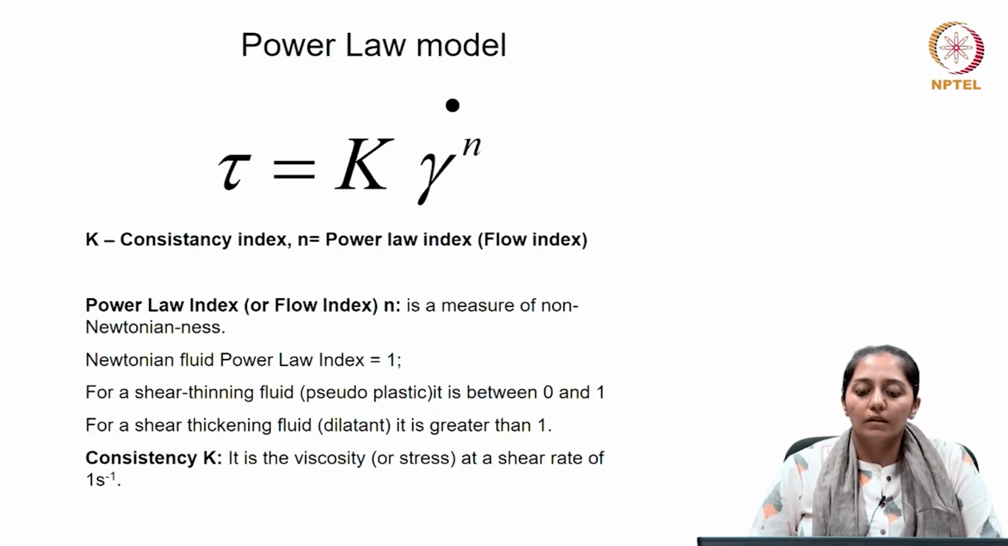Your power law model is used to define the non-Newtonian fluids. The power law index, as shown on the slide, is defined as n, which is a measure of the non-Newtonianness of a fluid, and if that n becomes 1, then this is a Newtonian fluid. For shear thinning fluids, which are pseudoplastic, it is between 0 and 1, and for shear thickening fluids, which are called dilatant fluids, the n value becomes greater than 1. K is the proportionality constant, called the consistency index. It is the viscosity at a shear rate of 1 per second.